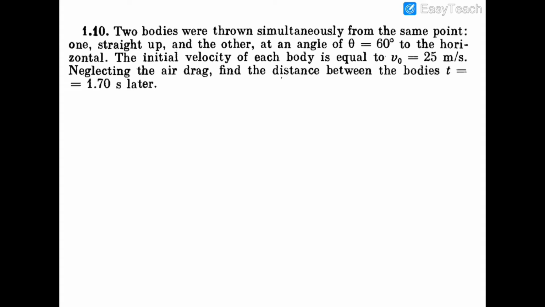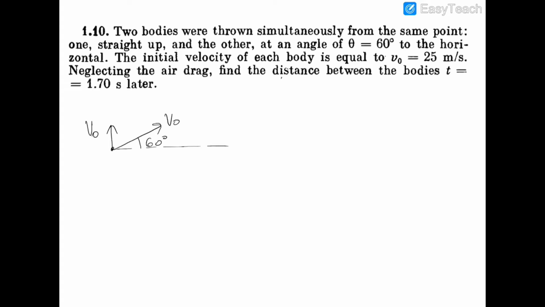You can see that there are two bodies which are thrown simultaneously from the same point. One is projected in the upward direction with a speed v0 and the other one is projected at an angle of 60 degrees. We have to neglect the air resistance. Now we have to find out the distance between these two bodies after 1.7 seconds of projecting them.